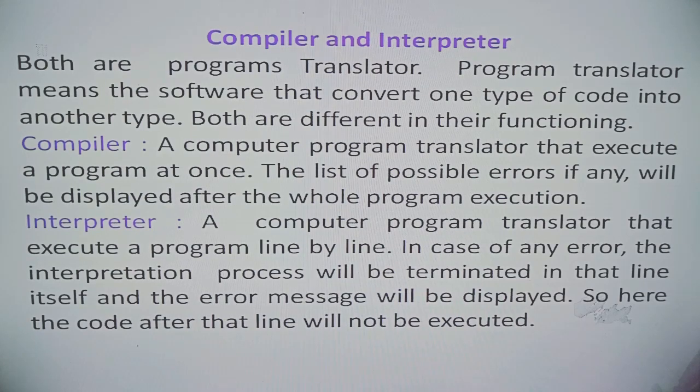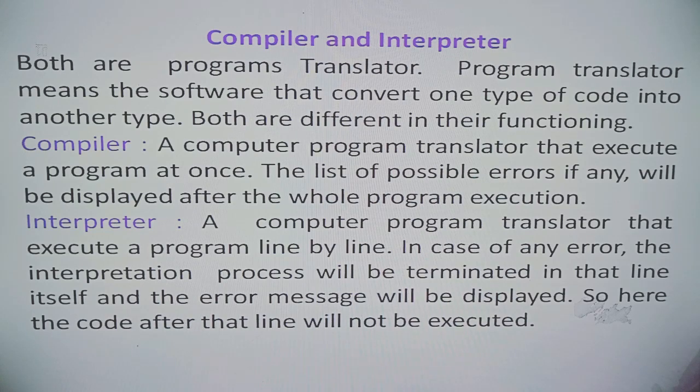So that is the way of working of a compiler. Now next is interpreter, a computer program translator that executes a program line by line. In case of any error, the interpretation process will be terminated in that line itself, and the error message will be displayed.